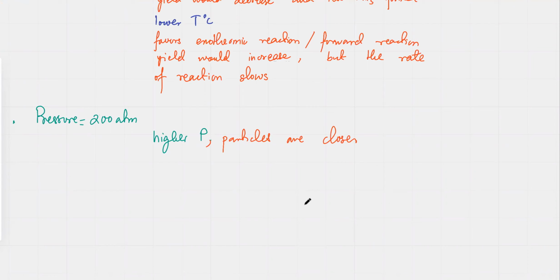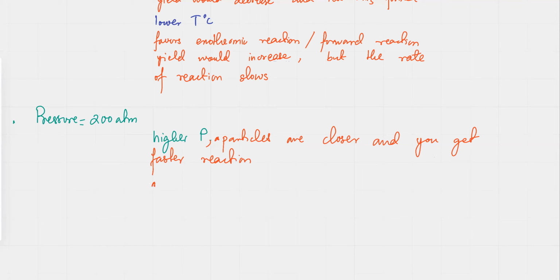Okay, is this point clear? Yes, sir. So you get a faster reaction. Plus, that's one point. There's another advantage of using a higher pressure. I mean, instead of using 200 atmospheres, you should use 500 or 1000 atmospheres.